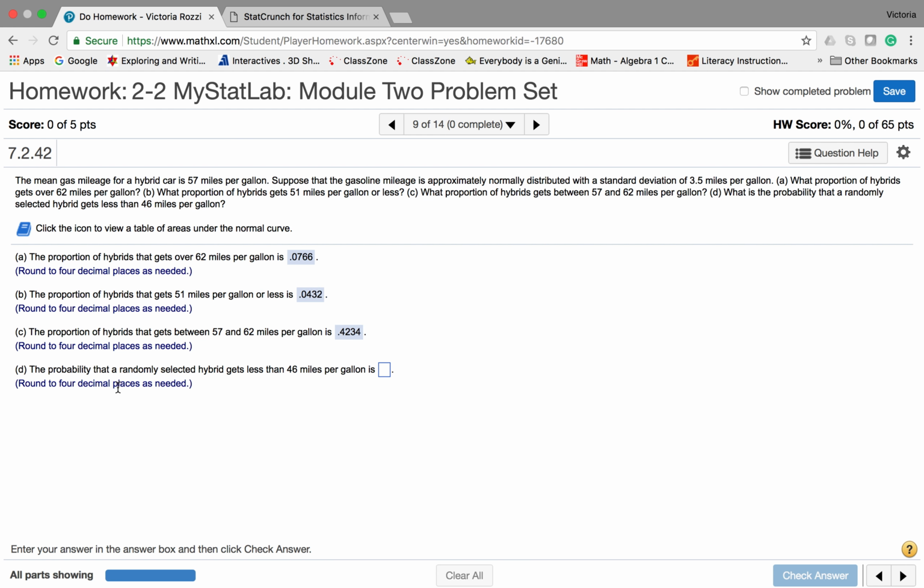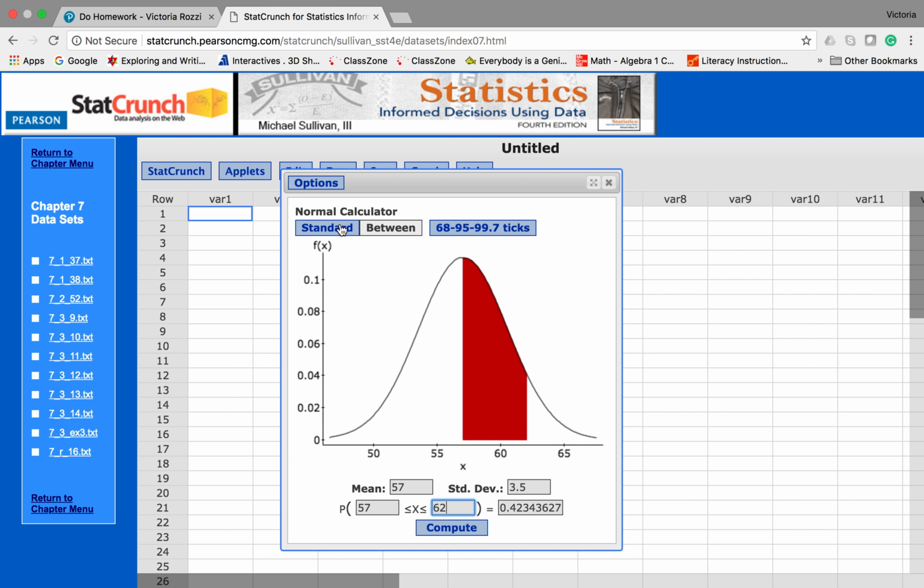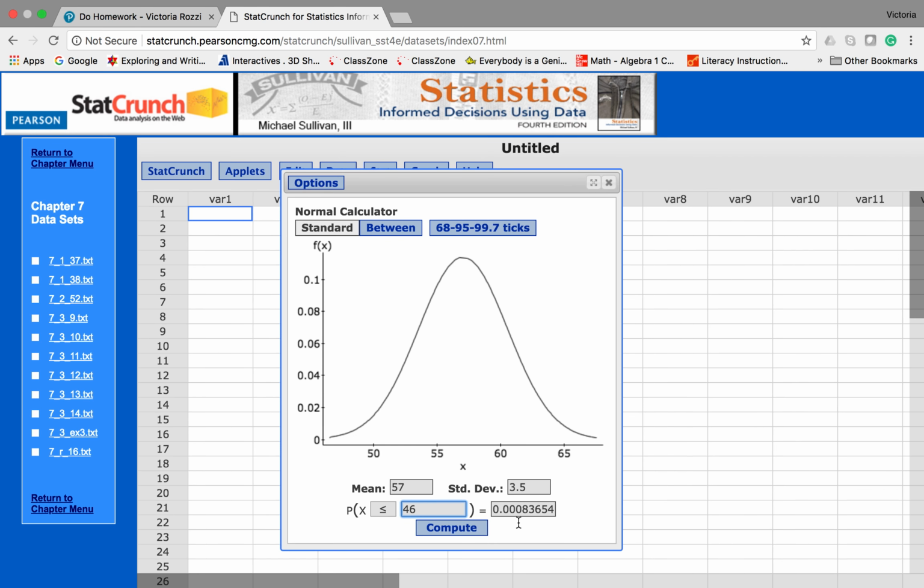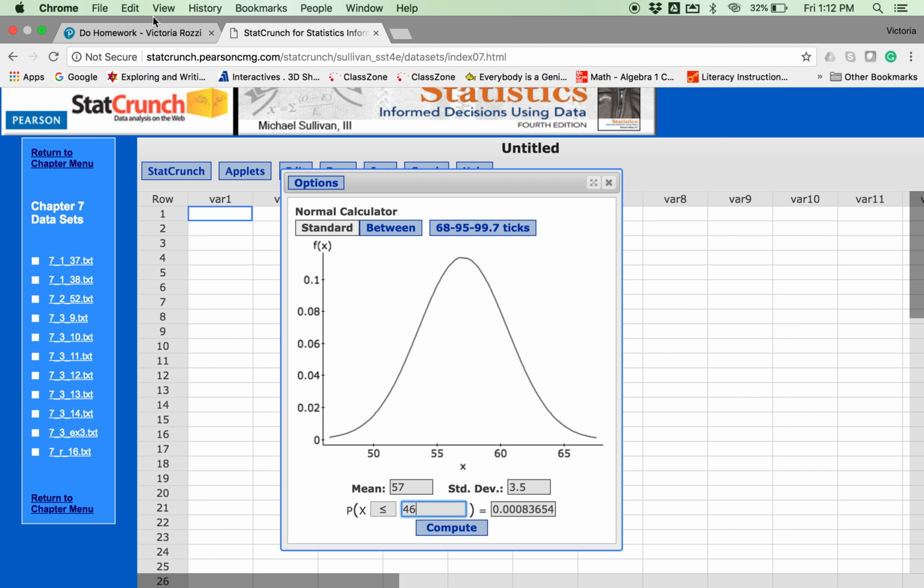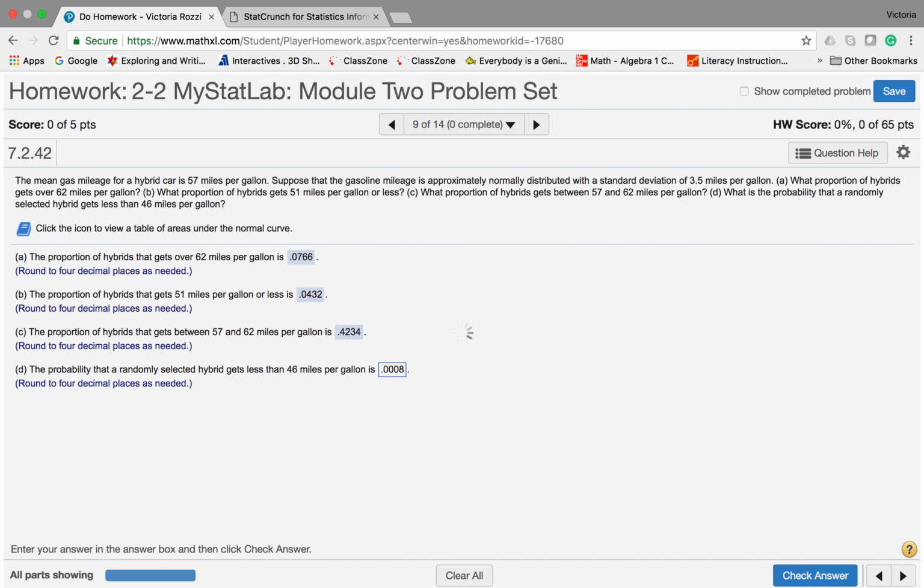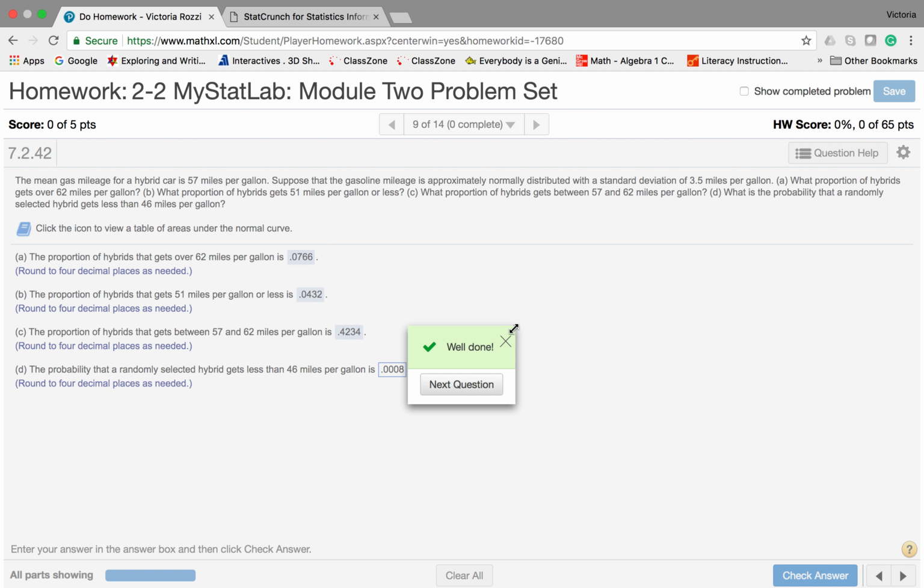And last but not least, the probability that a randomly selected gas hybrid gets less than 46 miles per gallon. We want to go back to our standard, and we want to get less than 46. Now, as you can see here, it's a very small amount, so it doesn't even see any shading over here. It's that small, 0.0008. So let's see, 0.0008, that's very close to 0. 0.08% actually. And there we go.